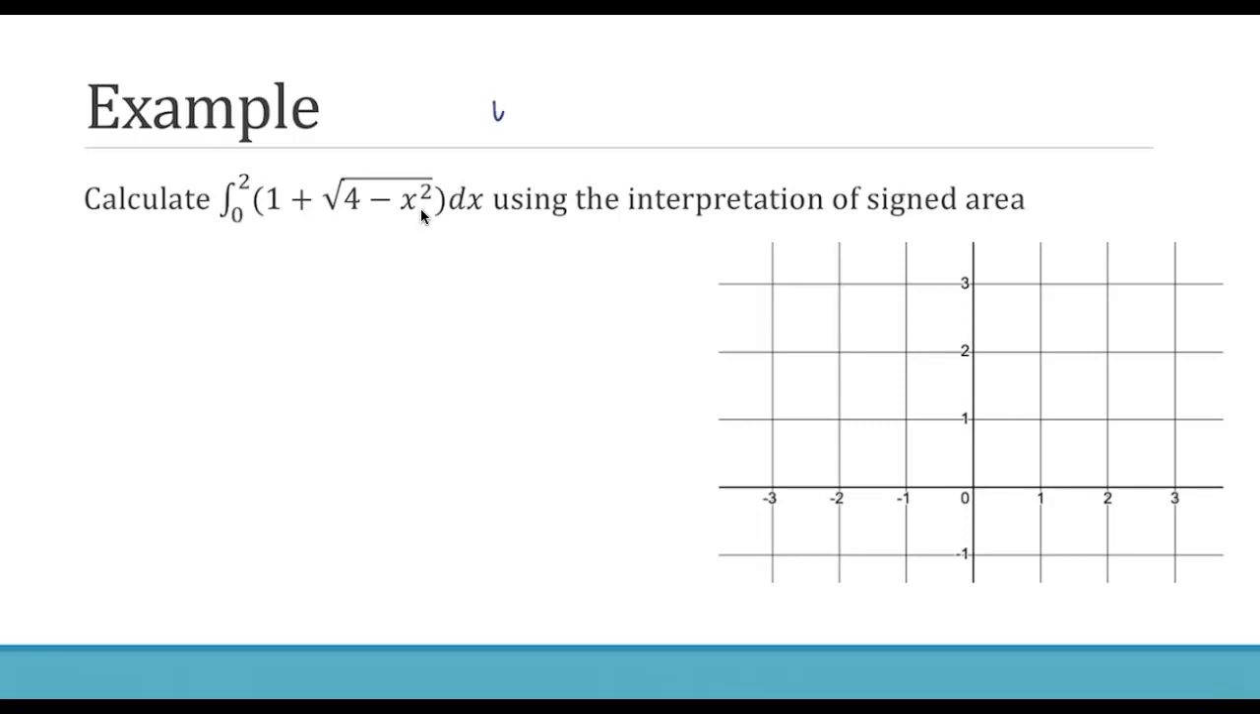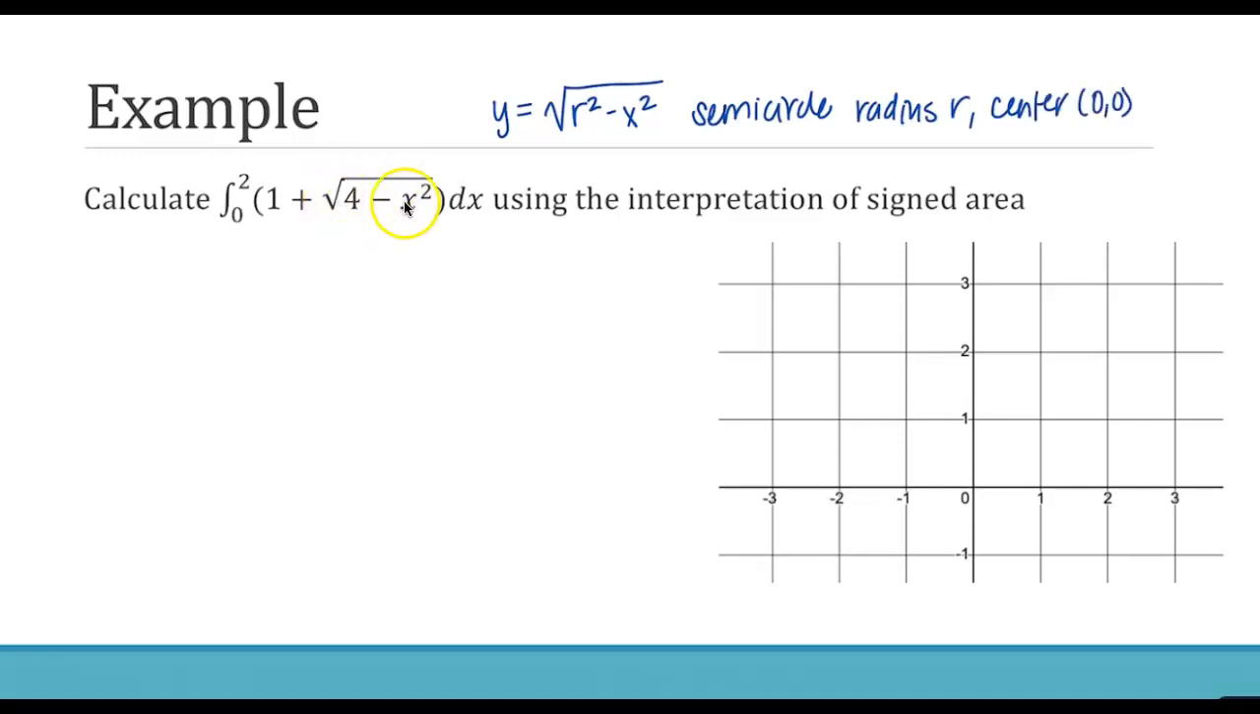So as a quick review, if I have y equals the square root of r squared minus x squared, this graphs a semicircle. And the radius of the semicircle is r, and the center of the semicircle is 0, 0. So the square root of 4 minus x squared is a semicircle with radius 2. So this is a semicircle, and it has a radius of 2 and a center of 0, 0.